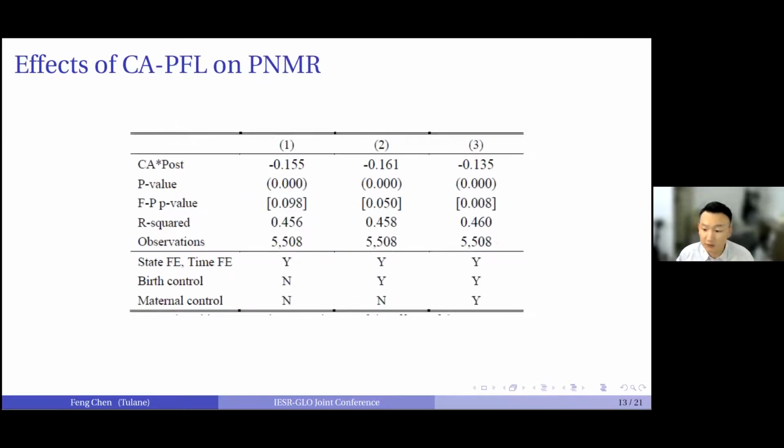This table presents the main results of this study. The first column only includes the state fixed effects and year-by-month fixed effects. The second column includes the first set of controls and the third column includes both controls. I will use the third column as an example to interpret this result. Compared with all other states, California's infant mortality rate was reduced by 0.135 after this program was effective.